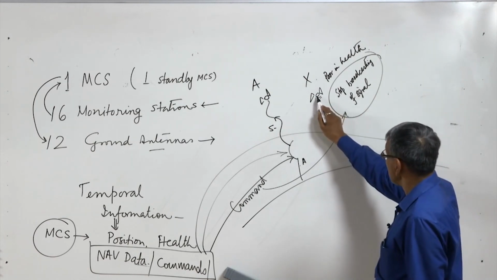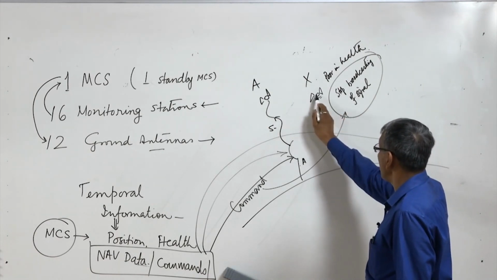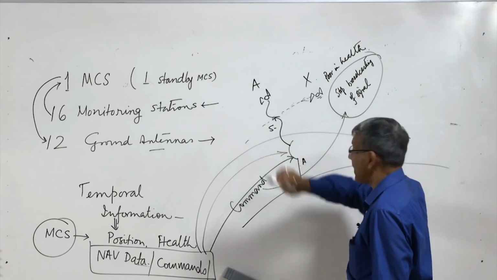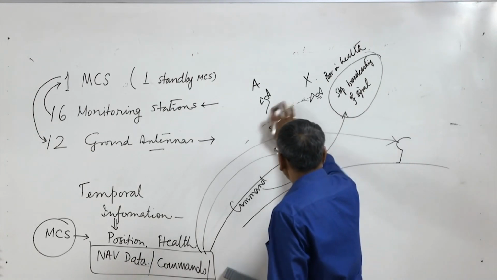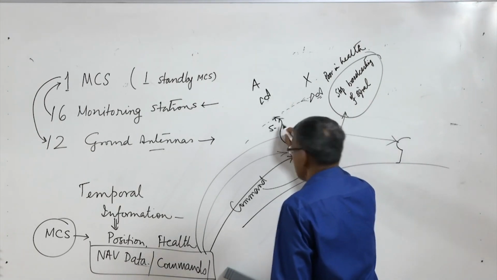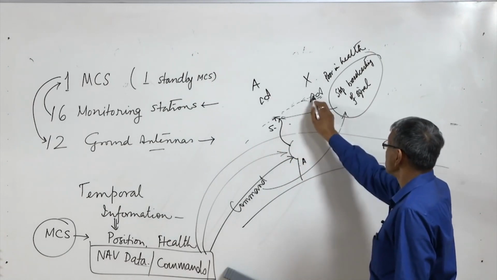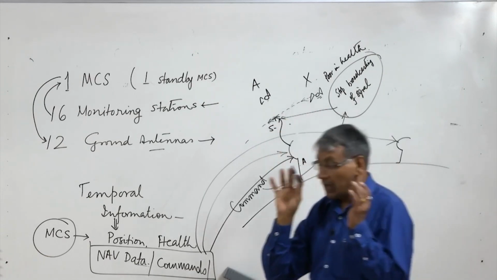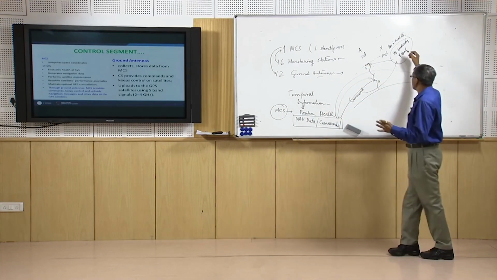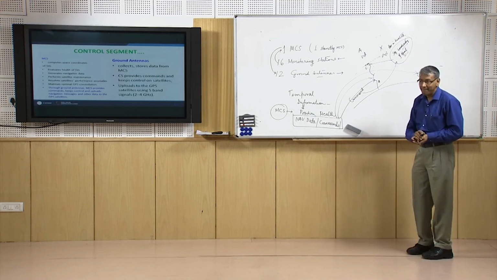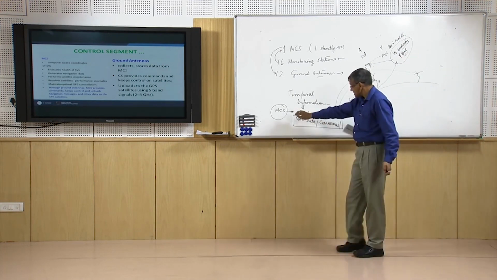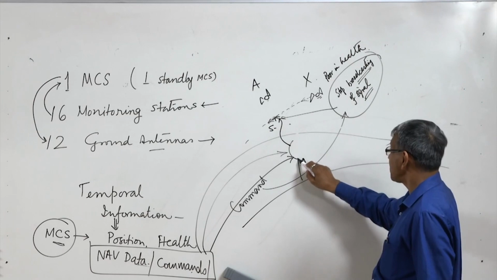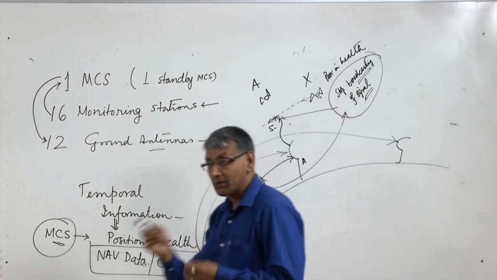Now when this satellite moves like this, at one point of time it will come here, and then the antenna will send the command to it. After it passes through here, it will stop broadcasting its signal. So in that way, the master control station provides commands through the ground antenna to the particular satellite.